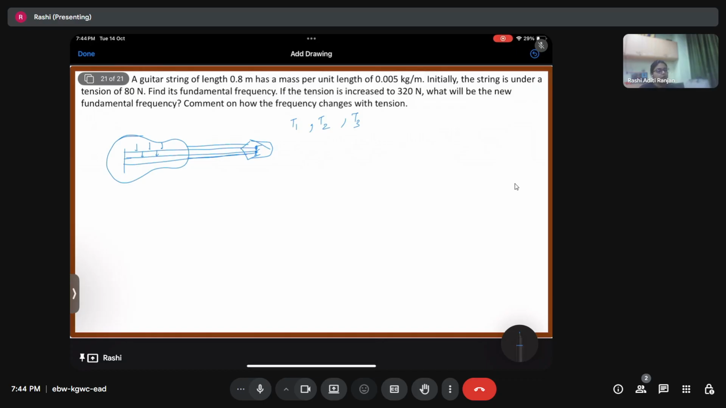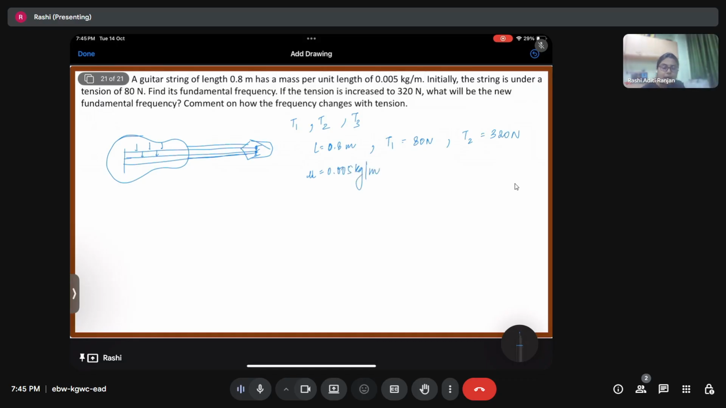So again, what this question is trying to do is make the idea clear of how different tensions are going to affect the frequency. We have a guitar string. It has a length of 0.8 meter. We have a tension T1 of 80 Newton, and then it was changed to T2, which was 320 Newton. Then we have mu as 0.005 kg per meter.